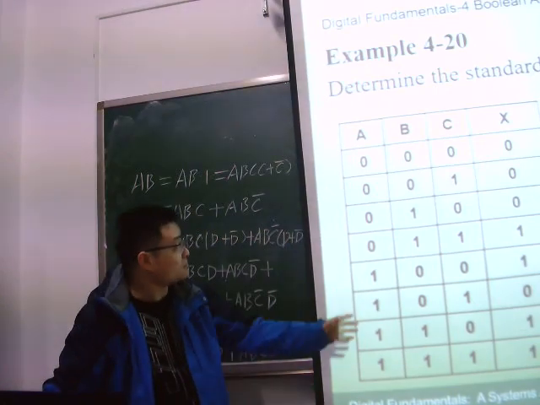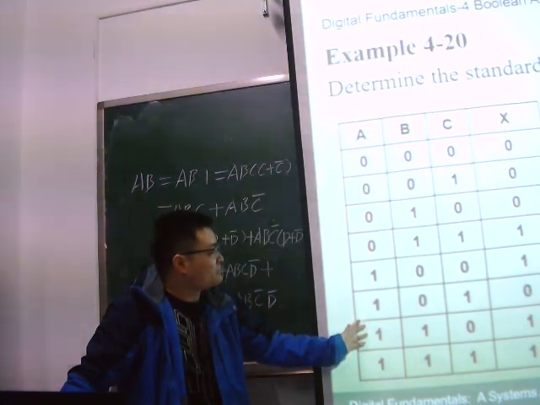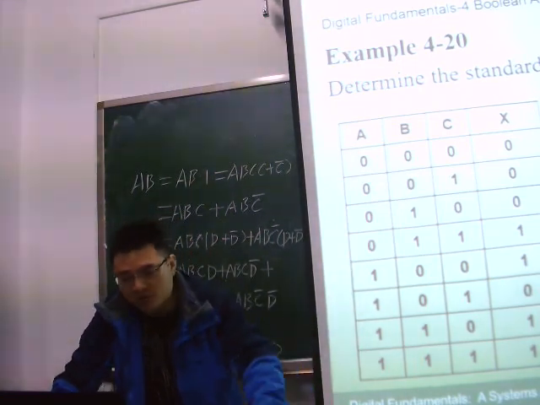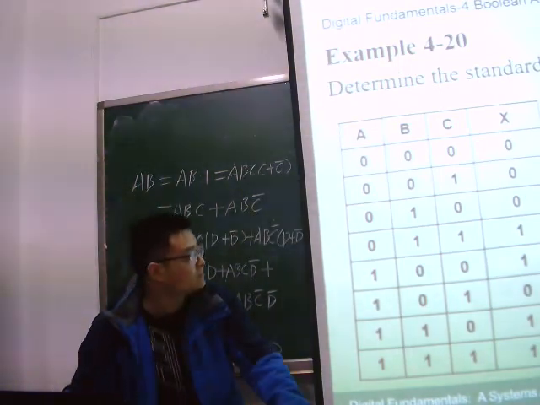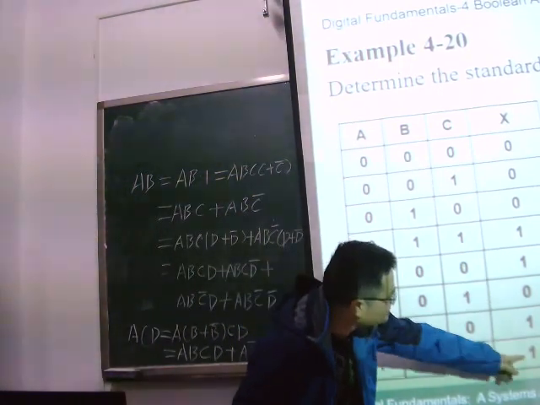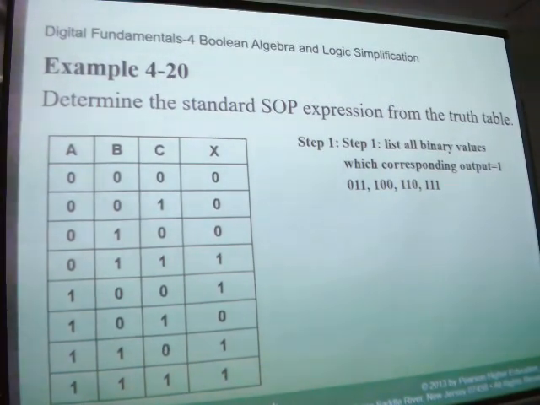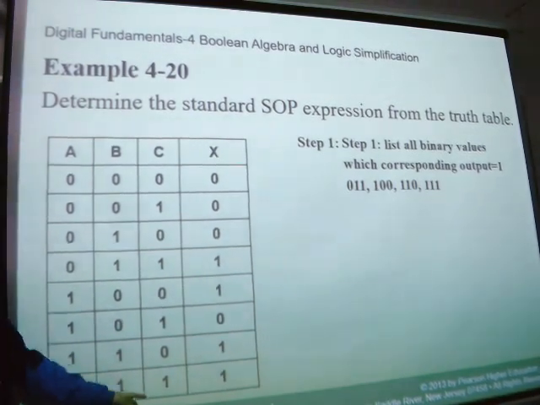For example, determine the standard SOP expression from the truth table. Like this. Step 1, we must list all the binary values which corresponding output equals 1. There are 4 kinds of binary values which corresponding output equals 1: 0 1 1, 1 0 0, 1 1 0, 1 1 1.